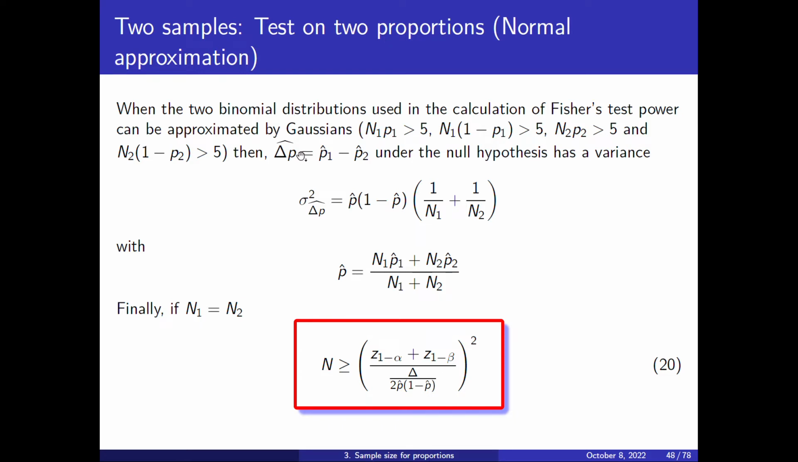Then, if that is fulfilled, we can compute this difference as the difference between the two proportions. We know how to calculate the variance of this difference, that is this one, and this p hat is this weighted average between the two. And then we can calculate the sample size, and here we have the formula if both groups are equal. So we see that they follow the general rule: a term depending on the confidence level, a term depending on the statistical power, and then a normalized effect size.